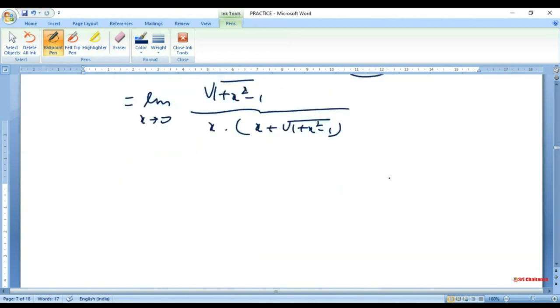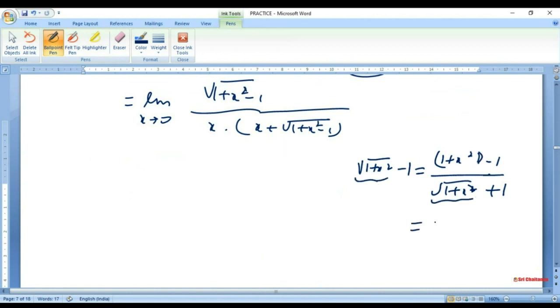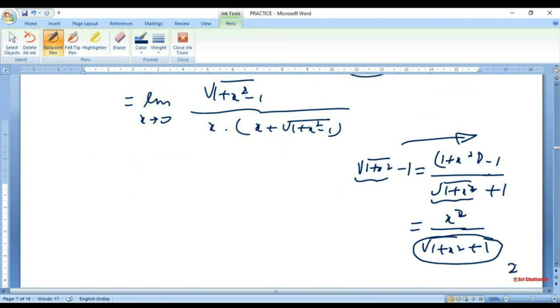Now, one last step. Observe that root of 1 plus x squared minus 1 can be written as 1 plus x squared minus 1 upon root of 1 plus x squared plus 1. That's fine. We are using (a minus b)(a plus b) is a squared minus b squared. So it is x squared upon root of 1 plus x squared plus 1. The advantage of going from this expression to this is really good: when x tends to 0, now this number does not go to 0. This goes to 2. That's non-zero. That's good. So as x tends to 0, this tends to 0, but this tends to 2.